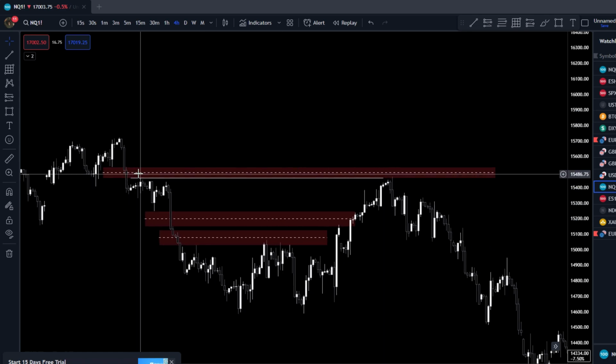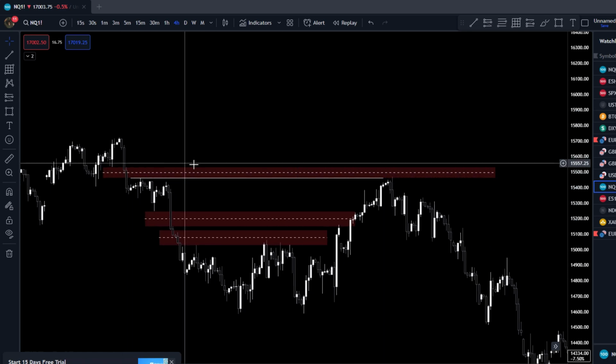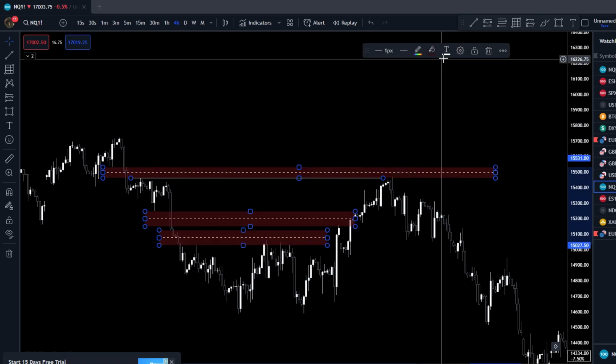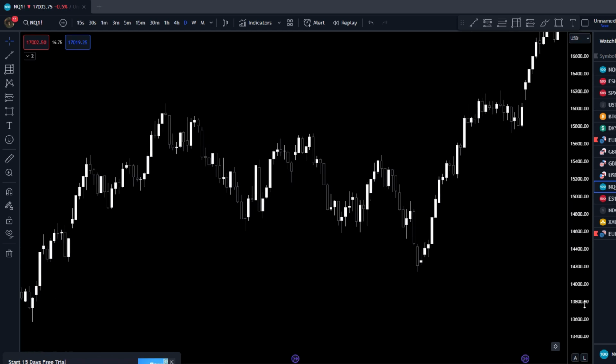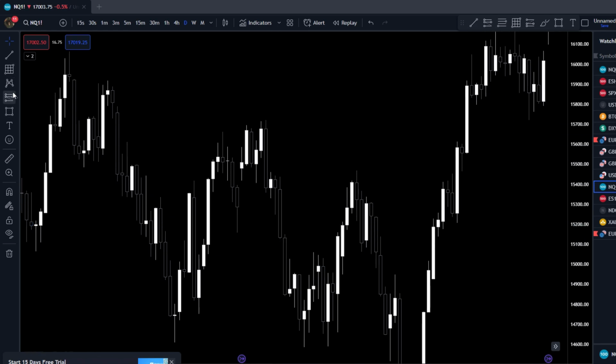As you can see, we took out liquidity, and we're in a daily fair value gap. What do we expect? Bearish prices from here if we respect it, right? So as you can see, we came up here, we respected it.